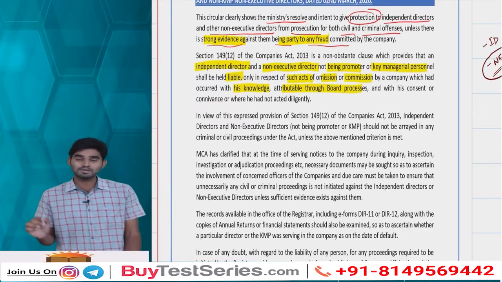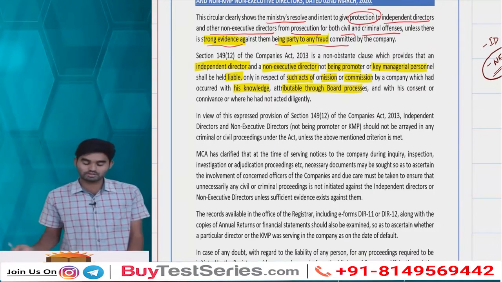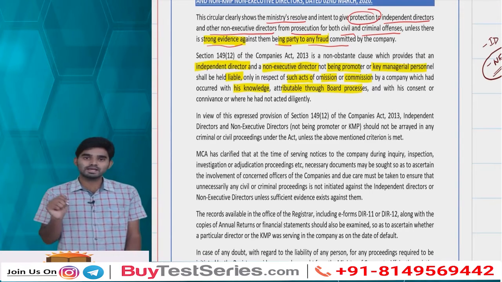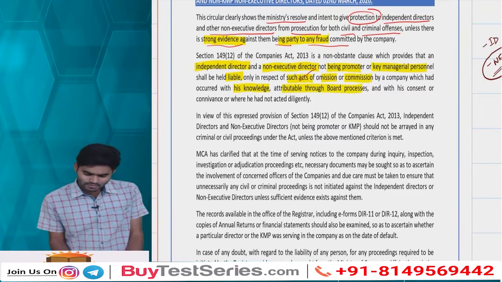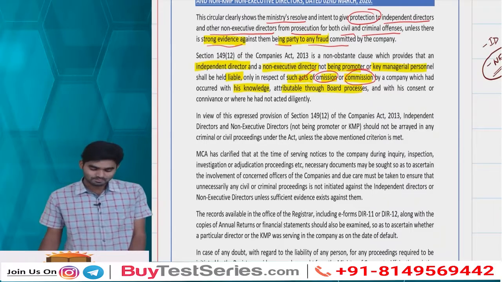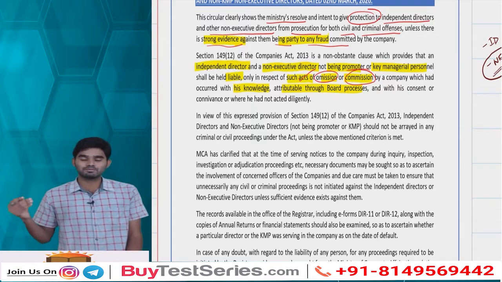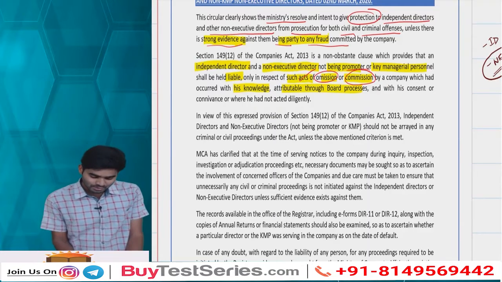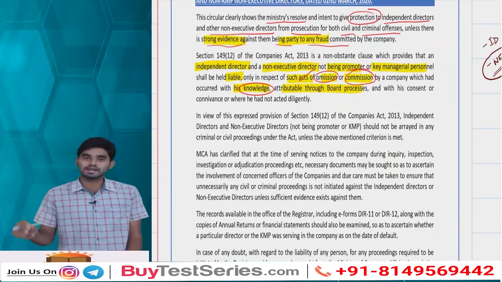What is that? These independent directors and such non-executive directors who are not a promoter or a KMP, nor related to the promoter or a KMP, will be held liable if, whatever the acts of omission or commission made by the company, such omissions or commission, that is frauds or some non-compliance on the part of a company, is made with the knowledge of that particular director. Here directors means your independent directors and the non-executive directors.